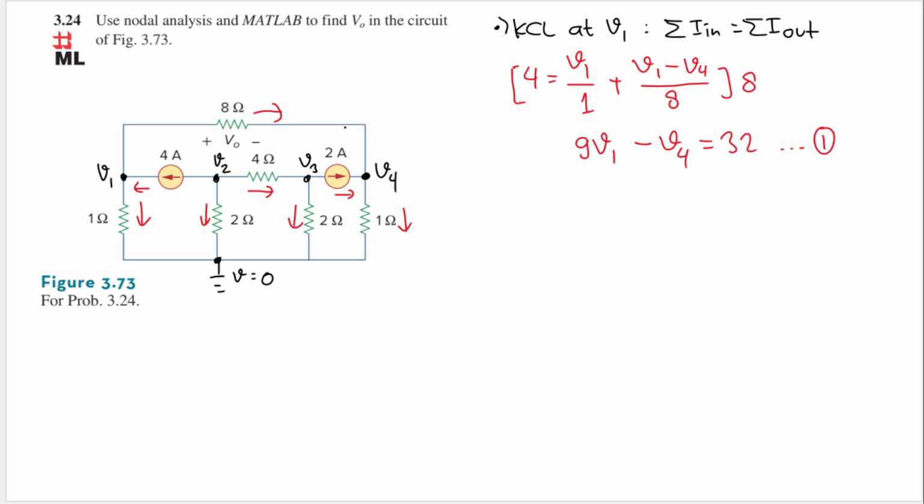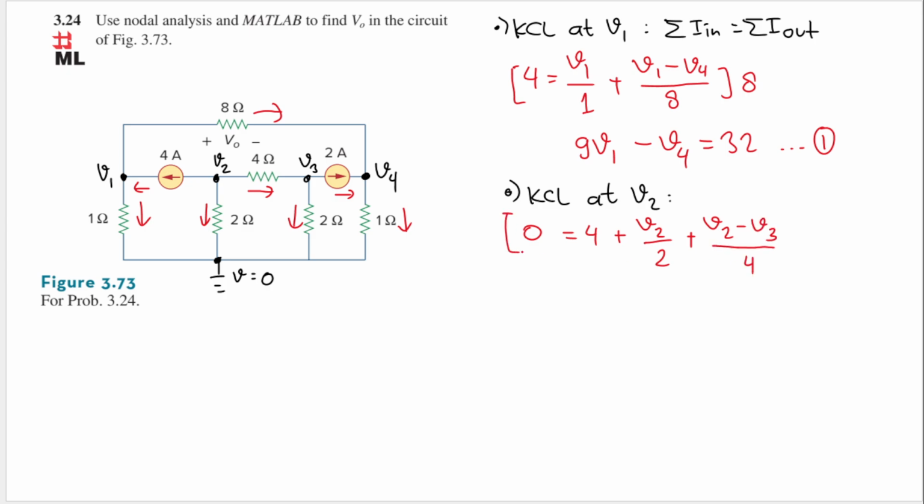Now let's do another KCL, this time at V2. All the current is going out, so I will have 0 for the current that goes in. Then this current here is 4, and this current here is V2 minus 0 divided by 2, that will be V2 over 2. And then plus V2 minus V3 divided by 4.